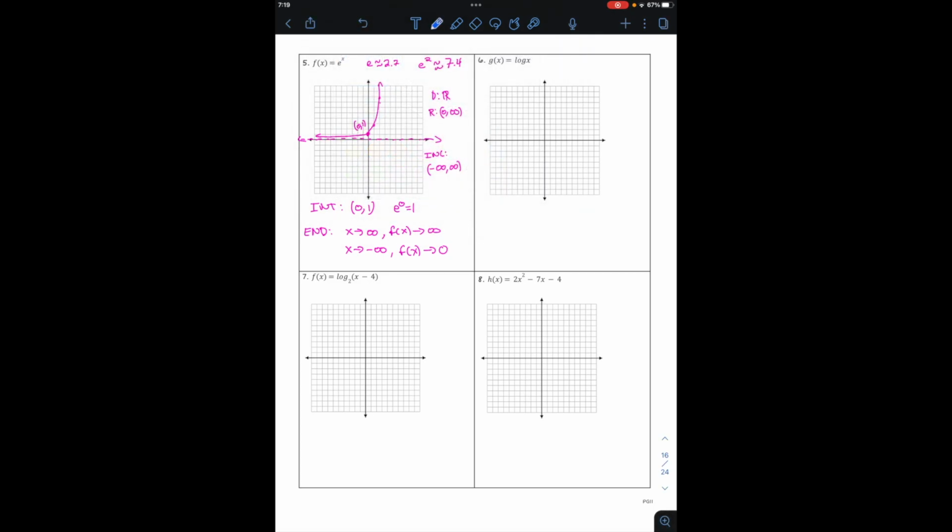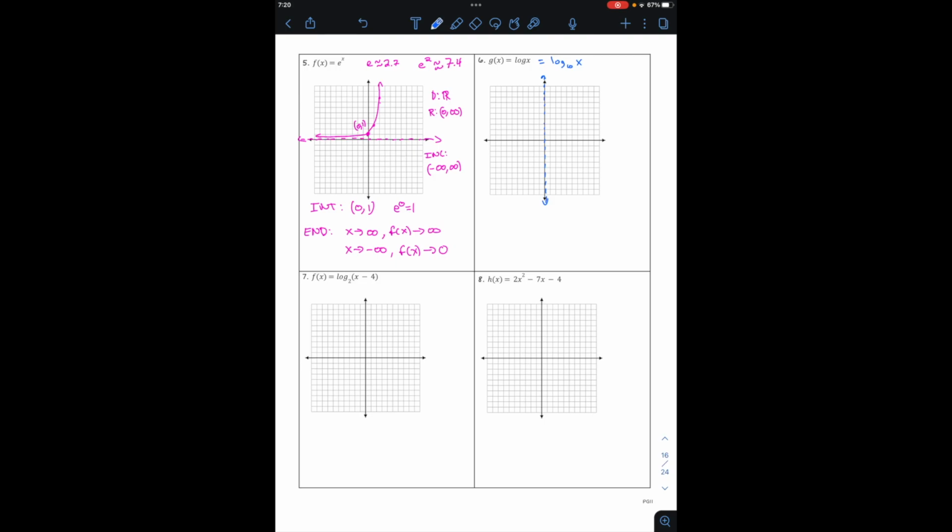Okay. Next one, we have a logarithm. So log x, recall, is log base 10 of x. Logarithms are the inverse function of exponential functions. They have vertical asymptotes as opposed to horizontal. Y equals 0 is the default with no switches or shifts.